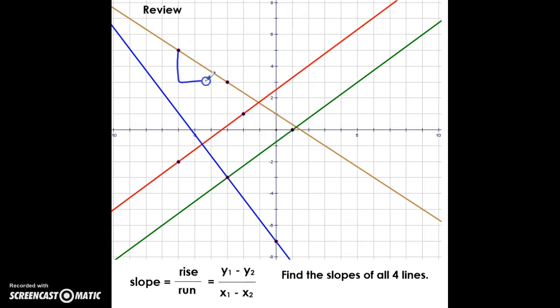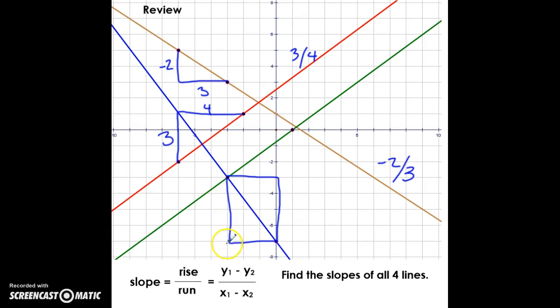So for this tan colored line, you can see it goes down to the right 3, so this slope would be negative 2/3. The red line goes up 3/4, so it would have a slope of 3/4. The blue line here, doesn't matter which way you draw the box, 1, 2, 3, 4, down 4, right 3, so it's negative 4/3. And the green line, 3/4, so that's also 3/4.